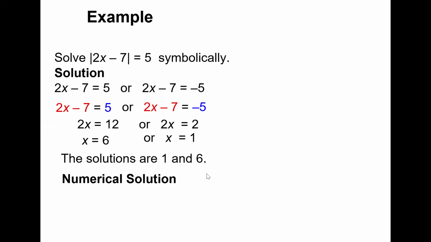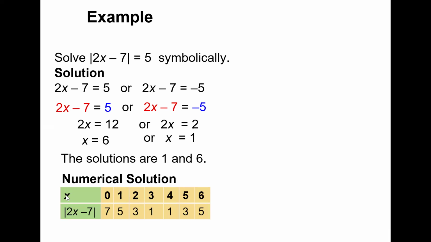Now for the numeric solution, we plug in 0, 1, 2, 3, 4, 5, 6, and so we get 7, 5, 3, 1, 1, 3, 5. Those are all the different numbers that we can plug in. Symbolically is probably the key way to do it, but that's what we get. Notice that the 5 occurs at the 1 and at the 6. We had to do a lot of numbers to figure it out that way. This way, we could just do it symbolically and get it directly.